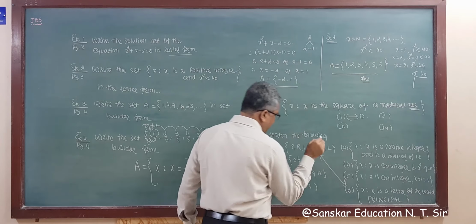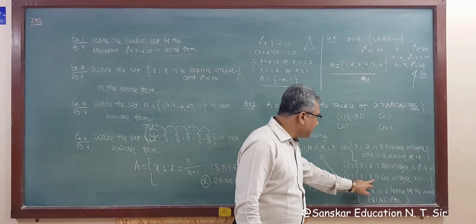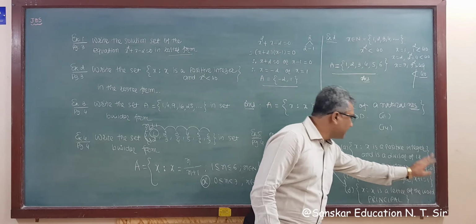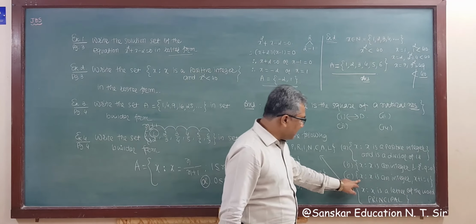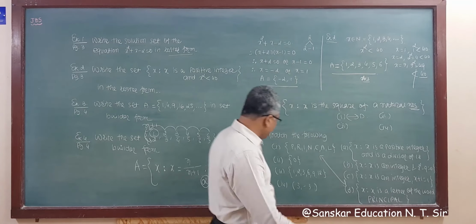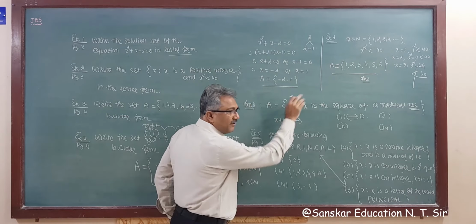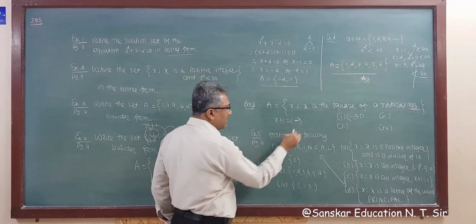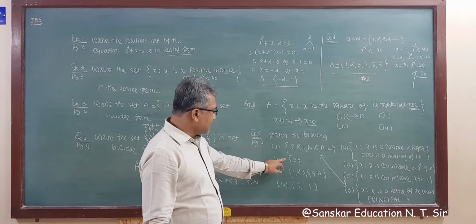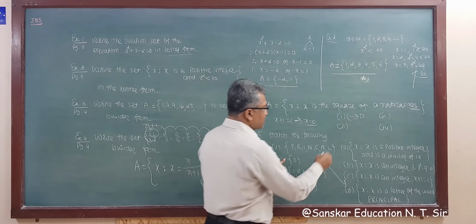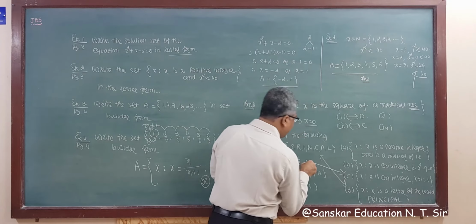So first matches with D. So this corresponds to this. Now 0. Now x is an integer. x plus 1 is equal to 1. So if we solve this, x plus 1 is equal to 1, this implies, taking 1 to the right hand side, it becomes x is equal to 0. So where is the 0? This is it. So 2 with C. So 2 corresponds to C.